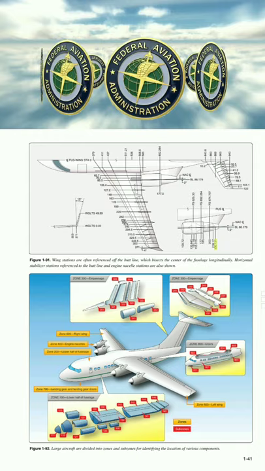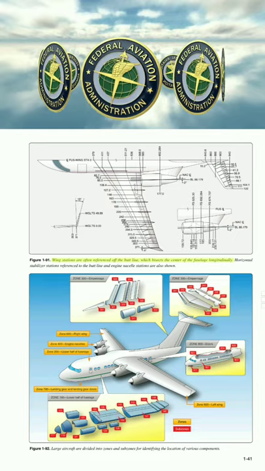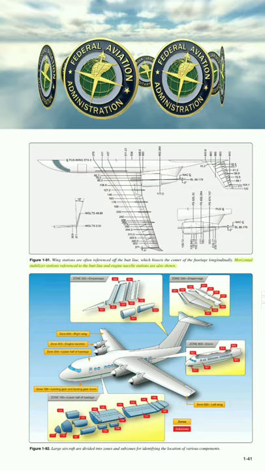230.131. Figure 191. Wing stations are often referenced off the bug line, which bisects the center of the fuselage longitudinally. Horizontal stabilizer stations referenced to the bug line and engine nacelle stations are also shown.